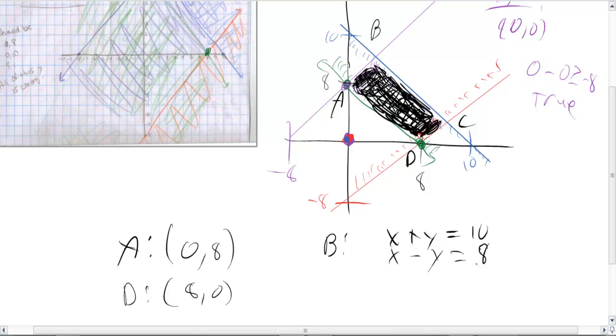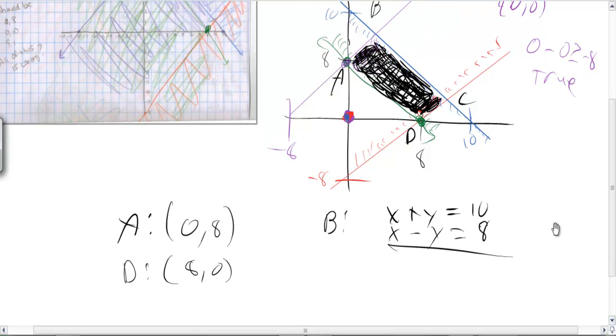To me, it's an elimination technique because I've got a positive y, I've got a negative y. So if I just add these two equations together, I end up getting 2x equals 18, which means x equals 9.